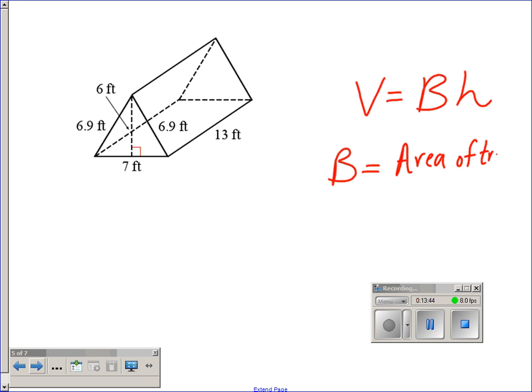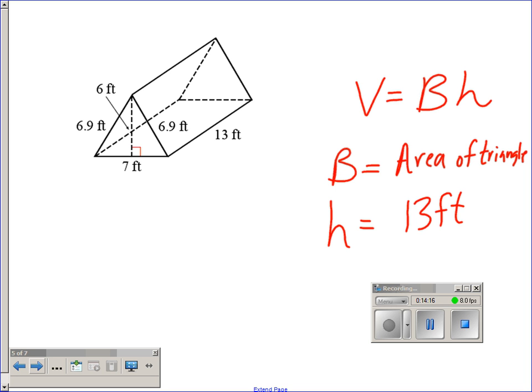And we have to do that every time if we're going to use this formula. We're going to say the area of the base is the triangle, and then our height would be equal to what, if we're going to tip this triangular prism up so it's sitting on the triangle? What would be the actual height then? Nope. 7 feet is the base, the height is going to be 13 feet. Okay? So let's find the area of the base.